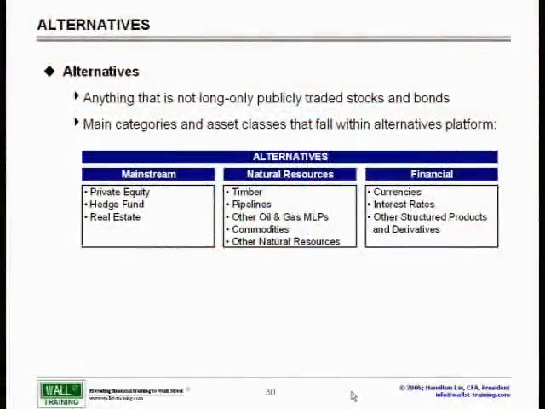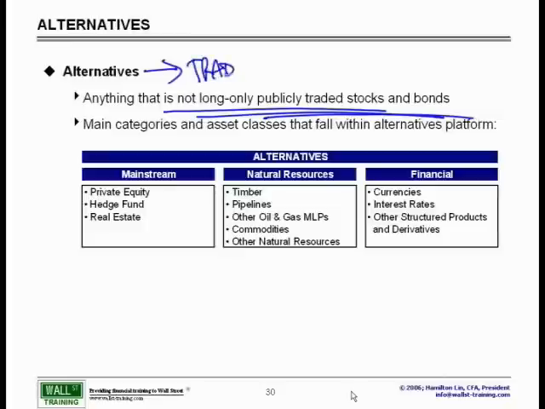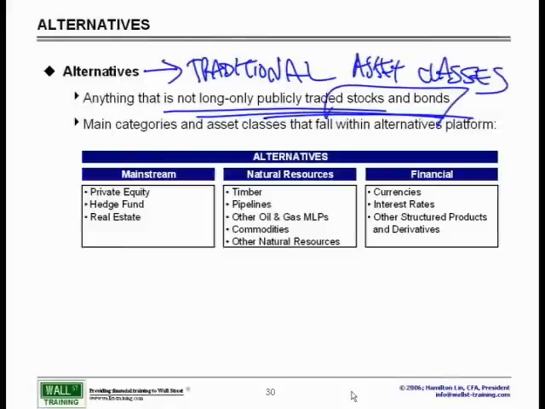Alternatives is anything that is not long-only publicly traded stocks and bonds. Alternatives simply means alternatives to your traditional asset classes. So if your traditional asset classes are your stocks and bonds, anything outside of that could be considered alternatives. Let's look at the different types of alternatives.